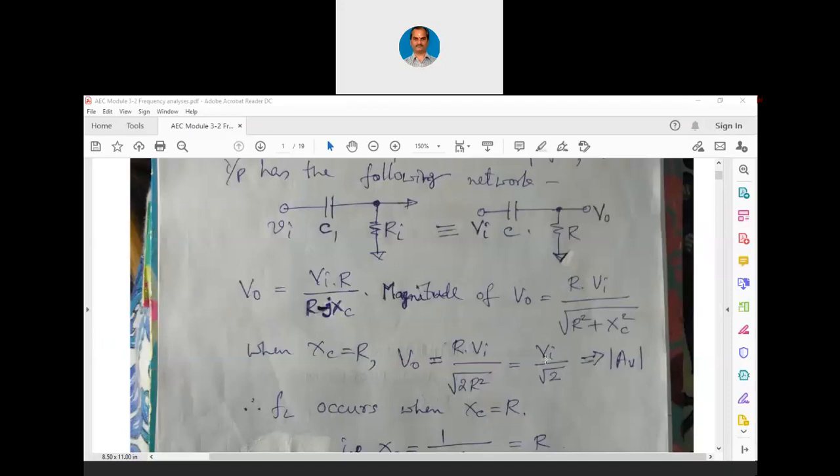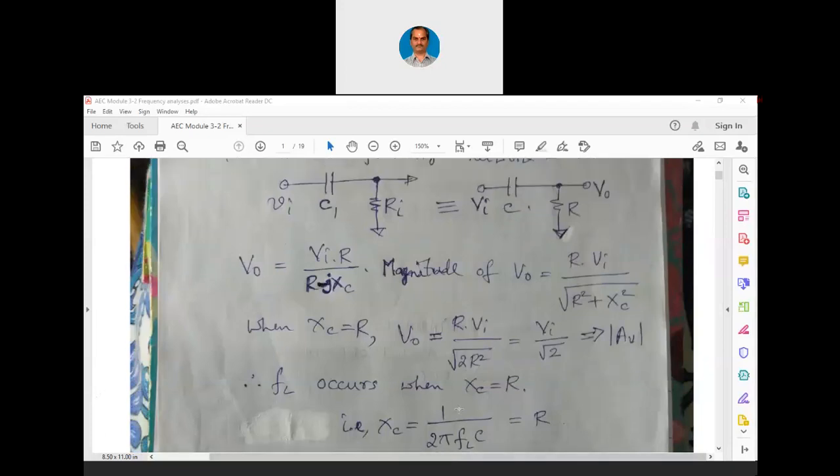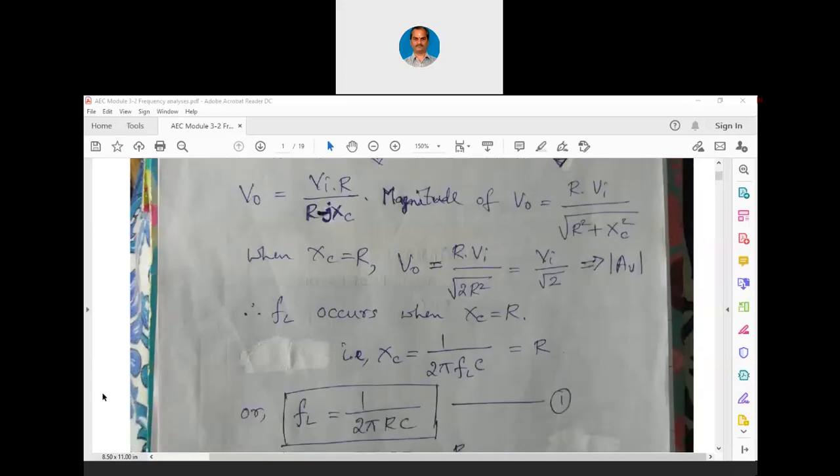So V naught by Vi will be 1 over root 2 when FL is occurring, or FL occurs when XC equals R. So we can write it as XC equals 1 over 2 pi FL into C equals R. When XC equals R, we know the formula, XC equals 1 over 2 pi FC. So this is going to occur when F equals FL. So XC is 1 over 2 pi FLC, which is also equal to R. Let us proceed now. Using this expression, we can write FL equals 1 by 2 pi RC.